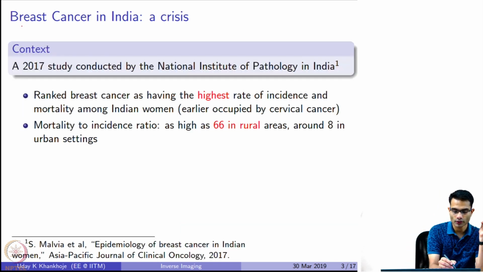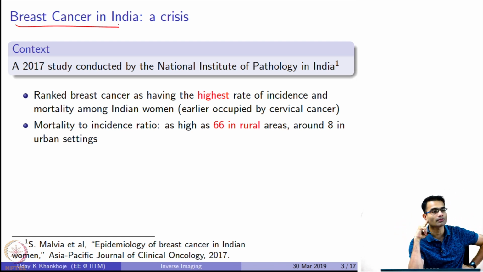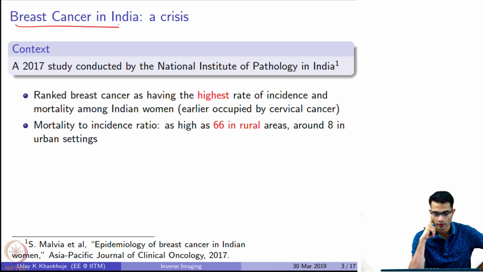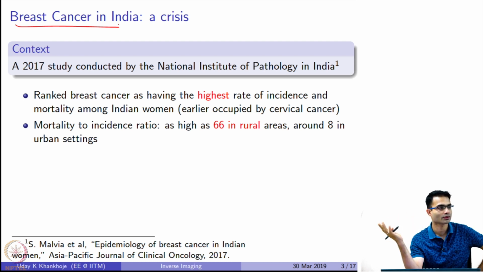So, as I have said, we will talk more about breast cancer. This is just some facts which we should all know. There was a study done by AIIMS in India very recently, and they rated breast cancer as having the highest rate of both incidence and mortality amongst Indian women. Earlier it used to be cervical cancer, now it is breast cancer, and we have all heard amongst our extended families and friend circle, someone or the other has got it in recent times.